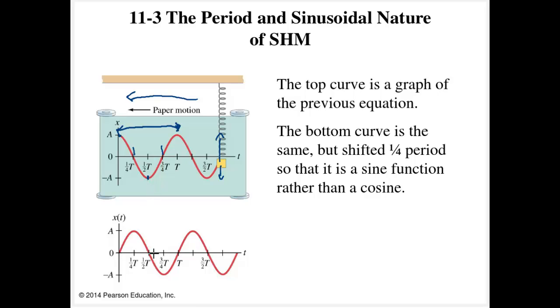This doesn't necessarily have to be a cosine. If we started taking data, if we started the paper traveling when the object was at the equilibrium position, it's going to look more like a sine. So another way we could write this would be amplitude multiplied by the sine of omega t. So this is also a valid descriptor of simple harmonic motion, either a sine or a cosine, and again omega is the angular frequency multiplied by time.